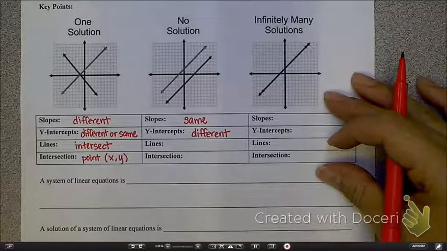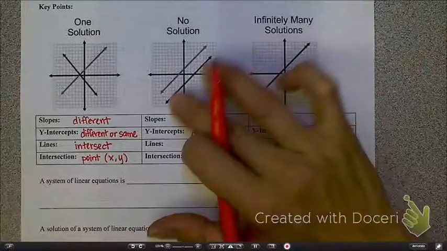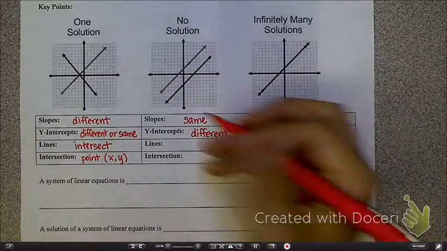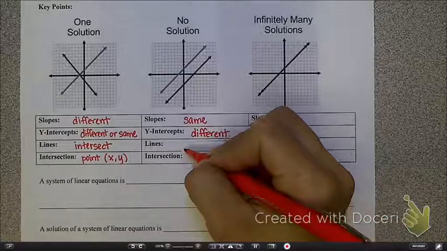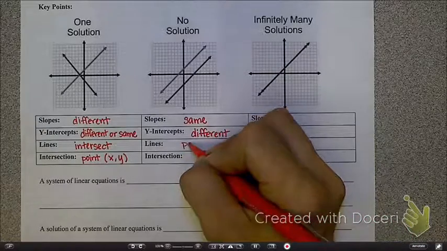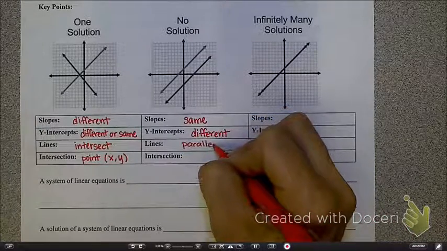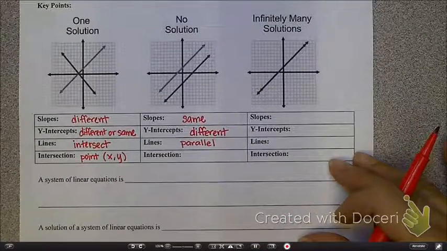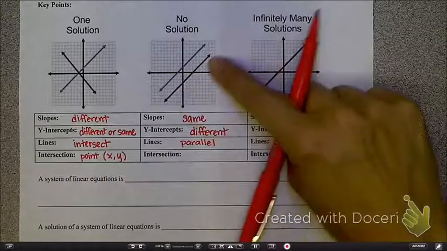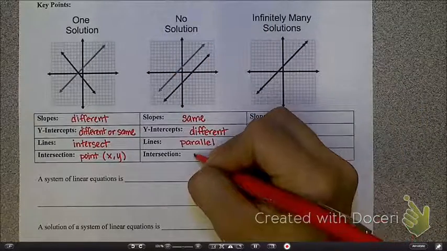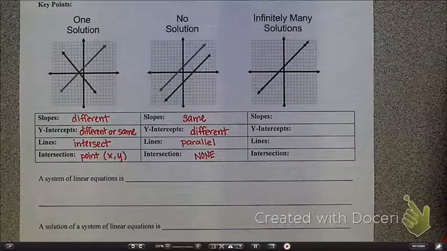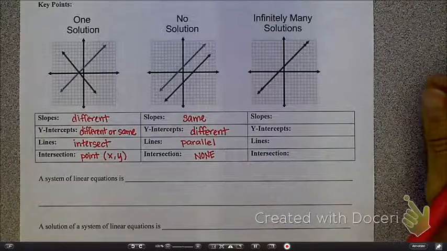so they must be different y-intercepts in order for them to be a no solution. Okay. Now, this special type of line, just to review, what kind of lines were these? Remember, it started with a P. Yeah, they were parallel lines. And is there actually an intersection of these two lines? No. So there's none. The intersection doesn't happen.